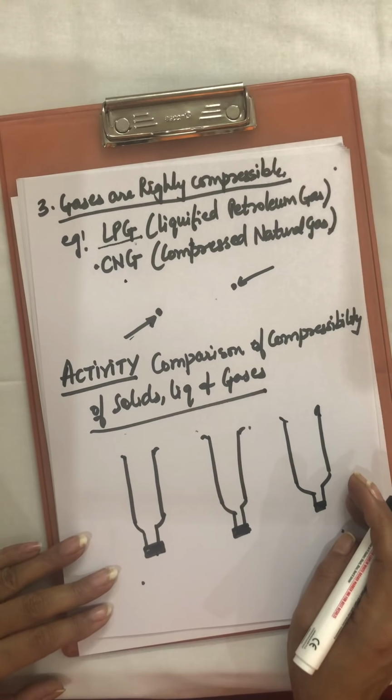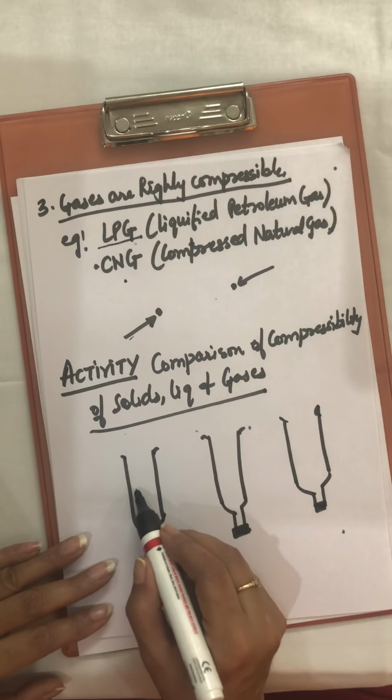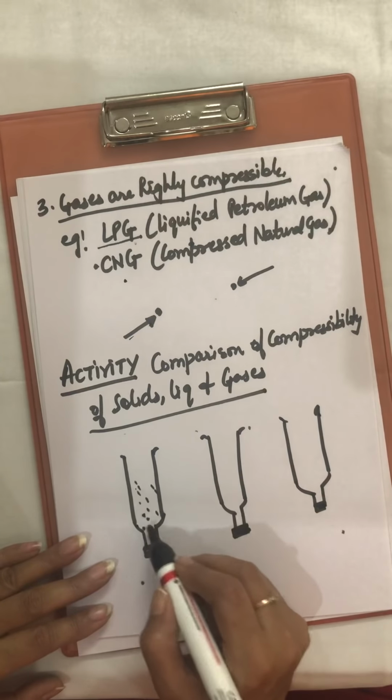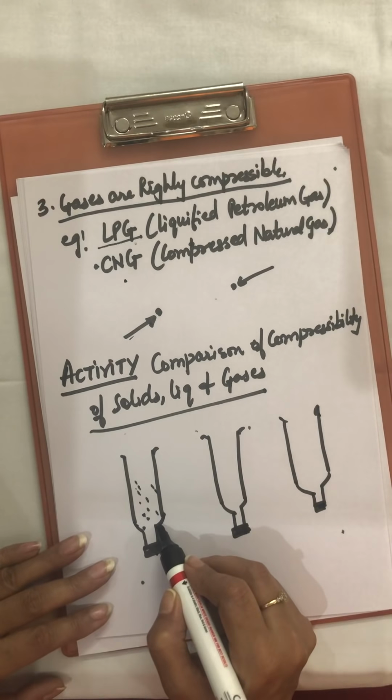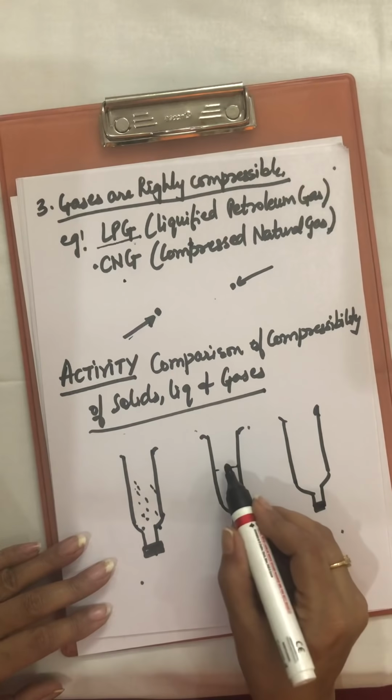After removing the piston from these syringes, we'll fill the first syringe with the salt. Approximately 3/4 of the syringe we have to pack with the salt. In the second syringe we will add the water. In this we are adding the water.